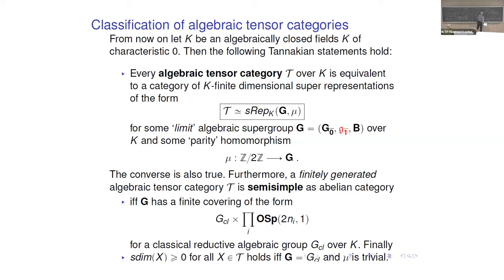But then the semi-simplification kills many, many objects. So there are much fewer objects in here than in here, and of course, much fewer objects here. But the representation of this, the underlying Tanaka group, is not a finite type algebraic group, but a limit that is very large. You see the complicatedness of this super representation is really already at this example showing up for the first time. Okay.